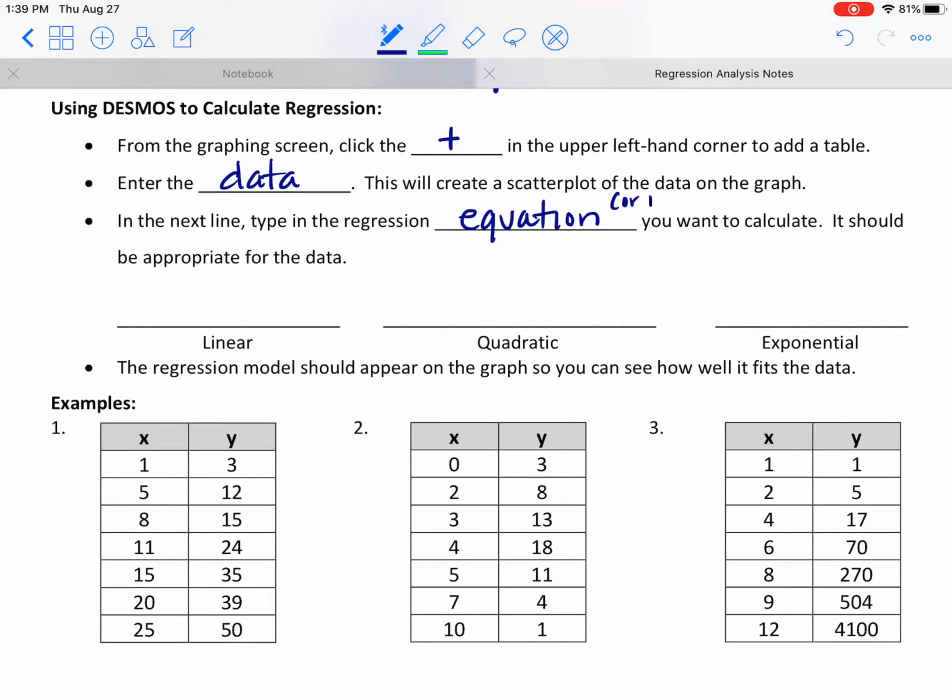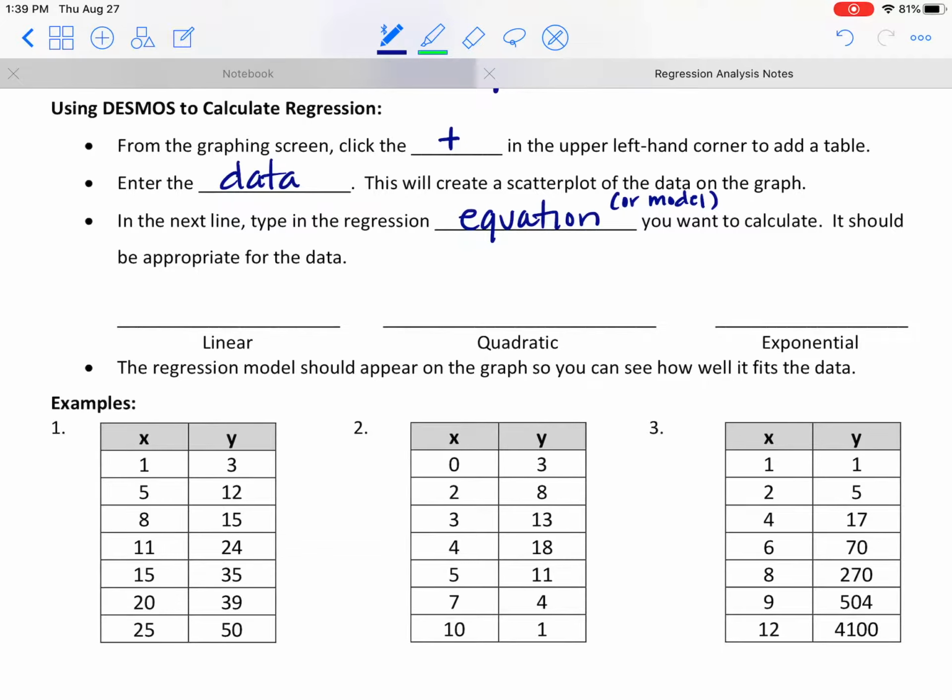The equation or model that you want to calculate should be appropriate for the data. So if you're looking at data that looks sort of like a parabola, you're probably going to want to put in a quadratic regression. If you have data that's linear, maybe you want to put in a linear regression. But it's going to be important because sometimes we can't extrapolate the data very far to actually look at the correlation values. What we're going to want to do is calculate multiple types and see which produces the strongest correlation.